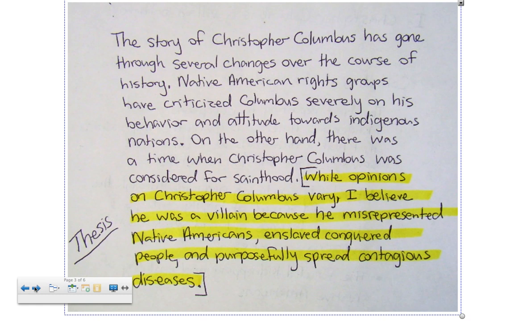What I've done was I've given my opinion that I think Christopher Columbus is a villain, and now I've also explained briefly the big reasons why I think he's a villain, and these are the reasons I'm going to continue to support throughout my paper. So now as a reader of this paper, I can tell clearly that this is an argument. There's two sides of the argument.